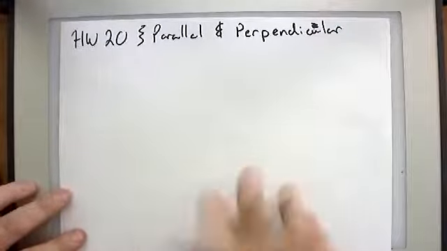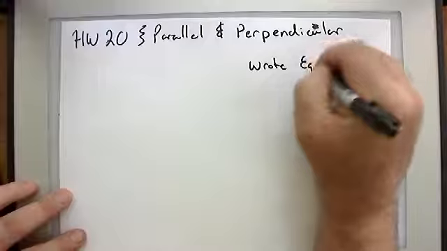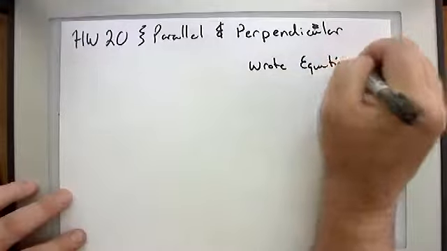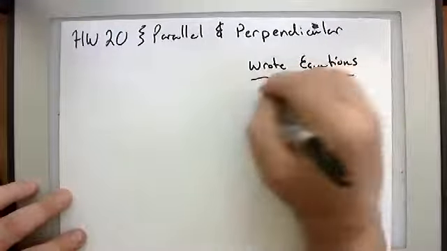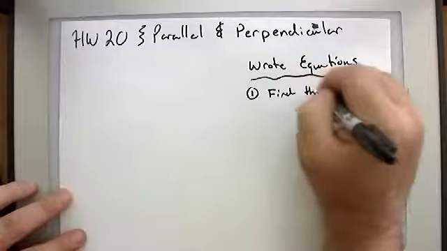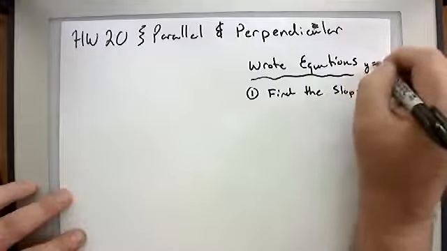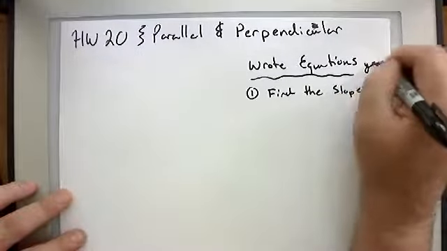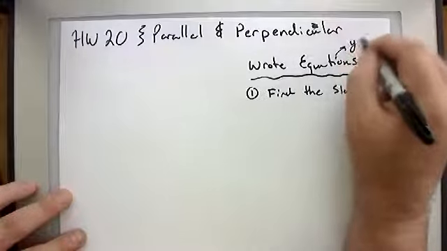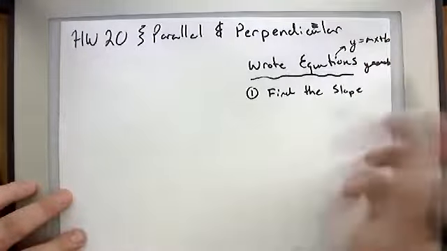What we did in homework 19 was we wrote equations, right? Here's some information, write the equation of a line. We had sort of a generic three-step process. One, we said find the slope, because remember, generally speaking, we're looking for y equals mx plus b, right? Just keep that in mind, generally speaking.